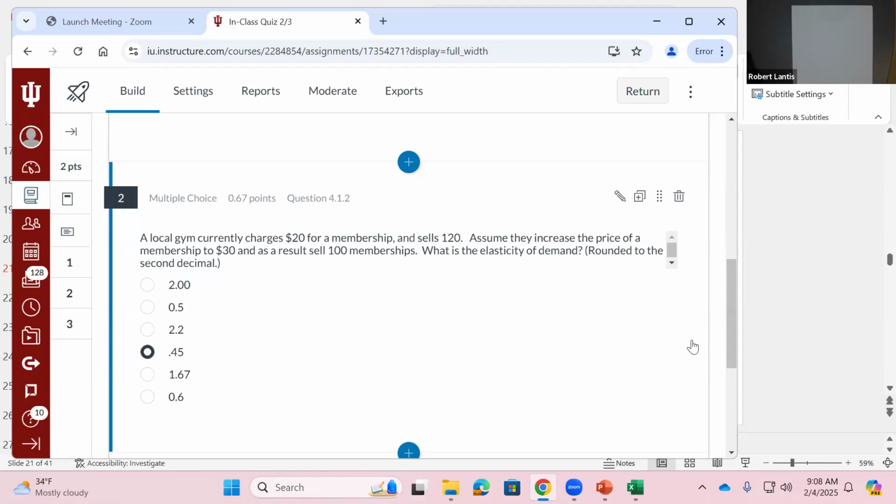What's in my denominator? Well, the price went from 20 to 30. That was a change of 10, divided by the average of those two numbers, which would be 50 over 2, so 25.